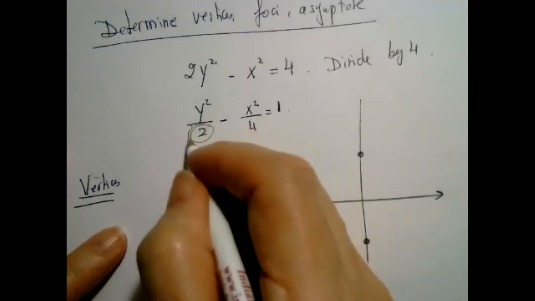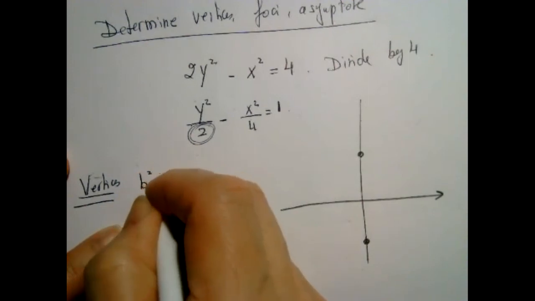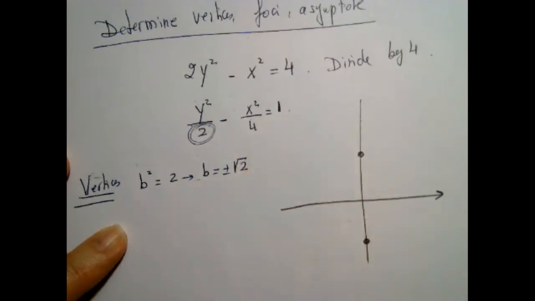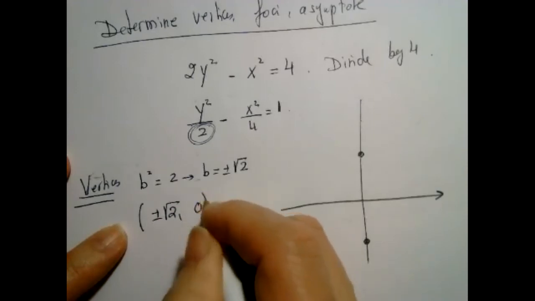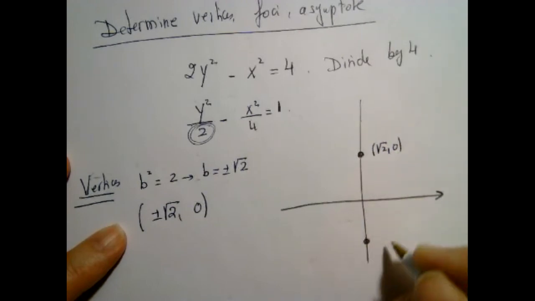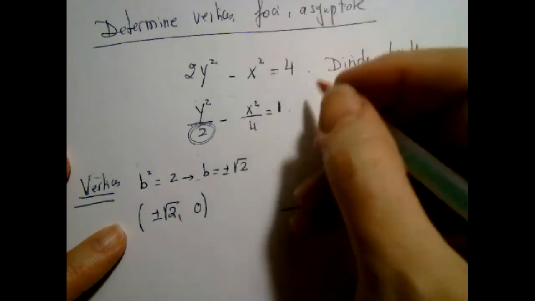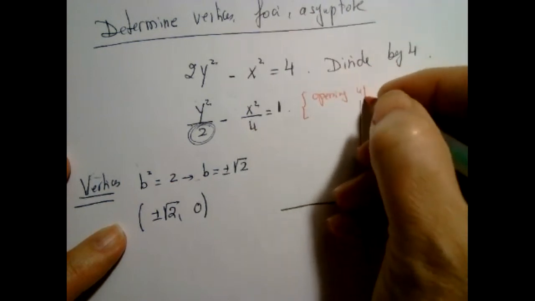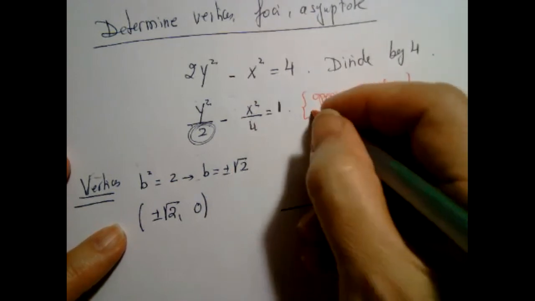What gives us the vertices are the 2 here. So we're going to have b squared equal to 2. B is plus or minus the square root of 2. So the vertices are going to be plus or minus square root of 2 and a 0. So this is going to be one vertex, and this is one vertex. So here immediately we're going to say that it's opening up, down. Vertices on y-axis.